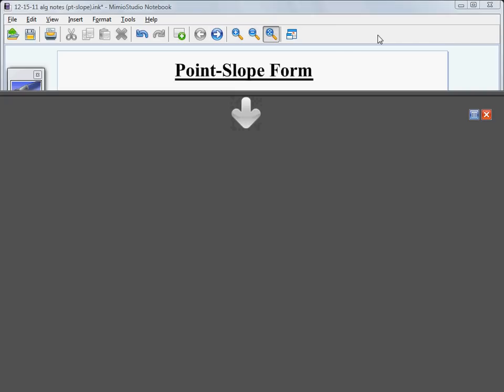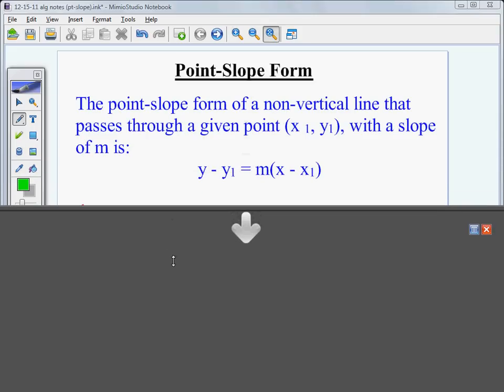Okay, today we're going to talk about point-slope form. Point-slope form is another way that you can write a linear equation, but unlike slope-intercept form, where there is just one unique equation for every non-vertical line, in point-slope form, there will be an infinite number of ways you could write a point-slope form for any line. And that's because there are an infinite number of points on a line.